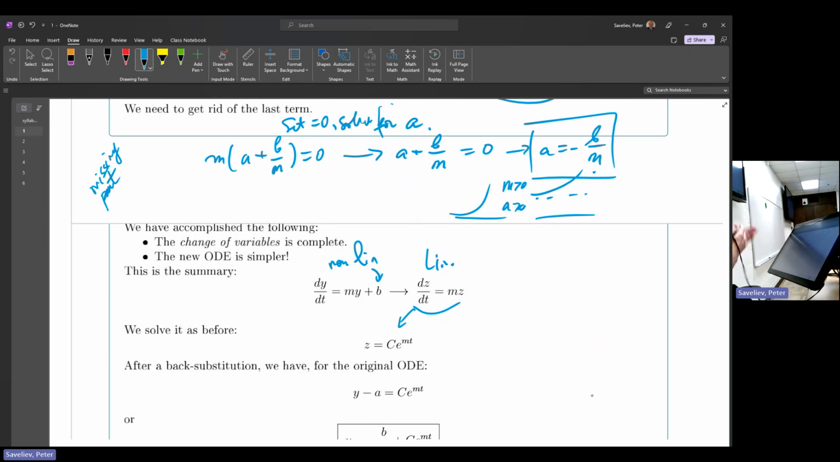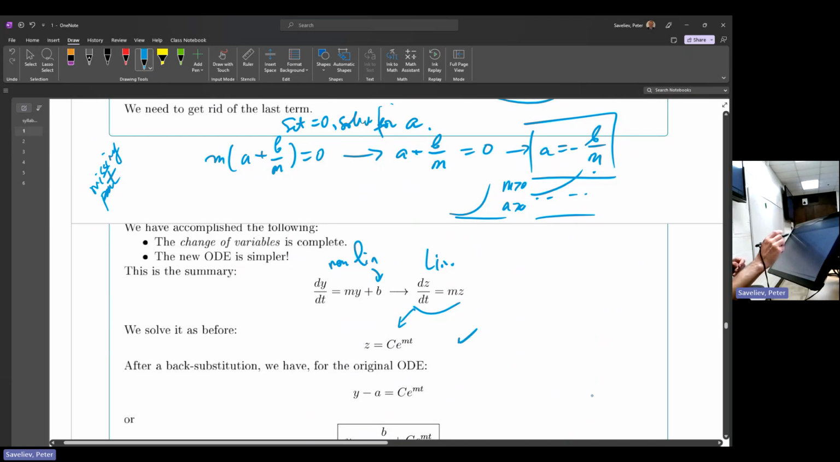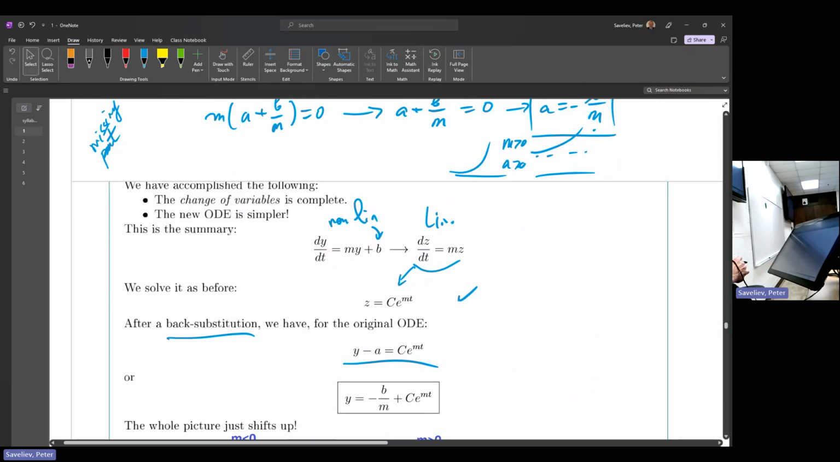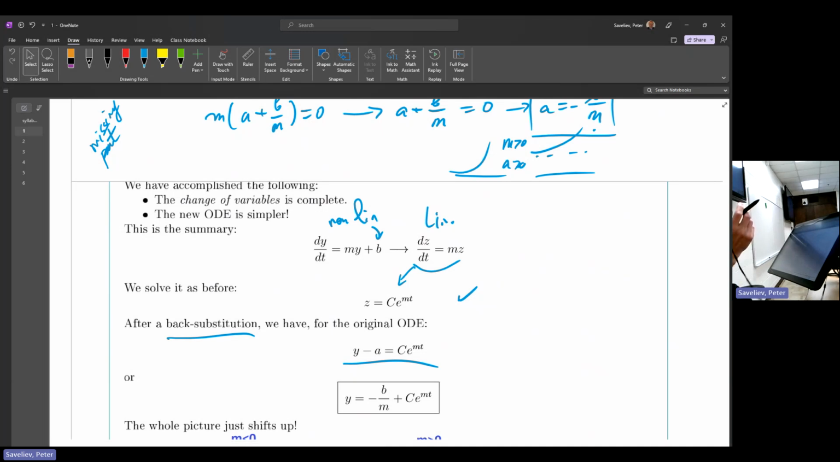And so when we have the realities on the left, on the right is just a modified differential equation, and we have a solution. But then that's not the final solution. We still have to do some back substitution, and so this is the end result. I replace z with y minus a, and this is my solution, as you can see, with a being negative b over m. This is my new solution.